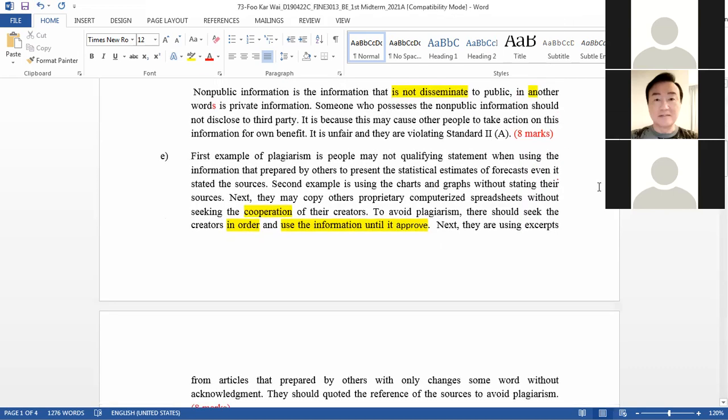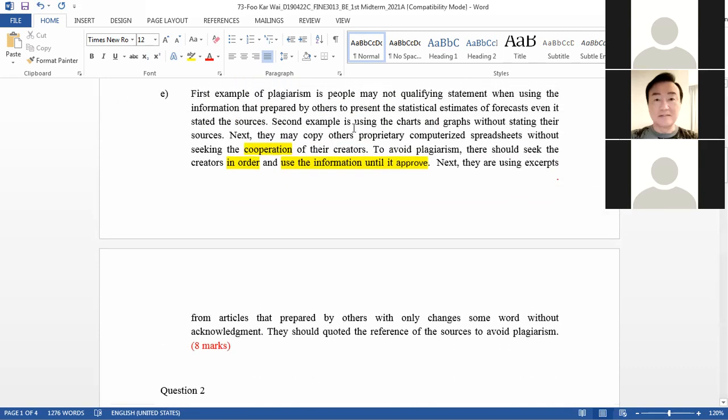Right, so first example, basically you've mentioned all the examples. Again, take note of those words that I highlight, right? Cooperation. No, not cooperation, consent, right? There's a big difference between consent and cooperation, right? They should seek the creators in order. In order to what? And use the information until it is approved.